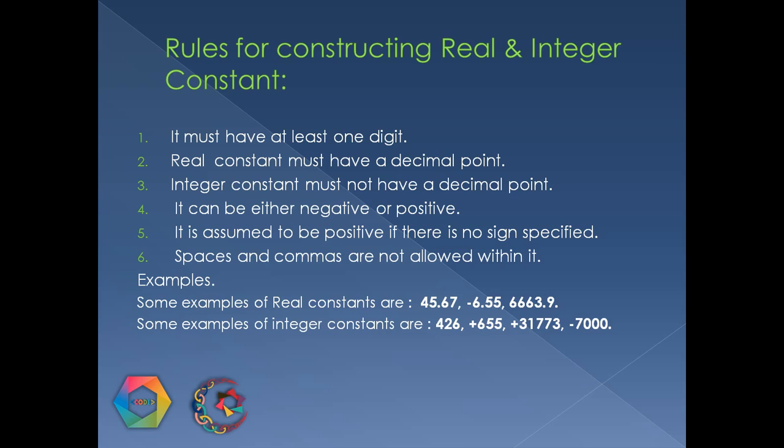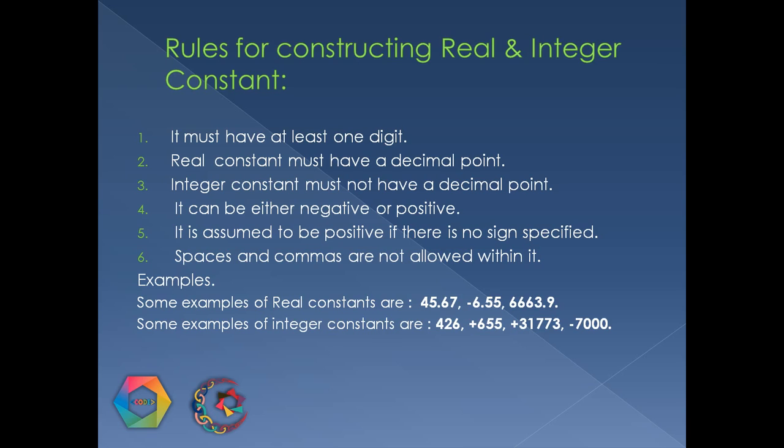Rule number 6 is that spaces and commas are not allowed within the value. Let's say you assigned a value like 5,000. In the 5000 there should not be any comma or any space in it. All 4 digits should be together.